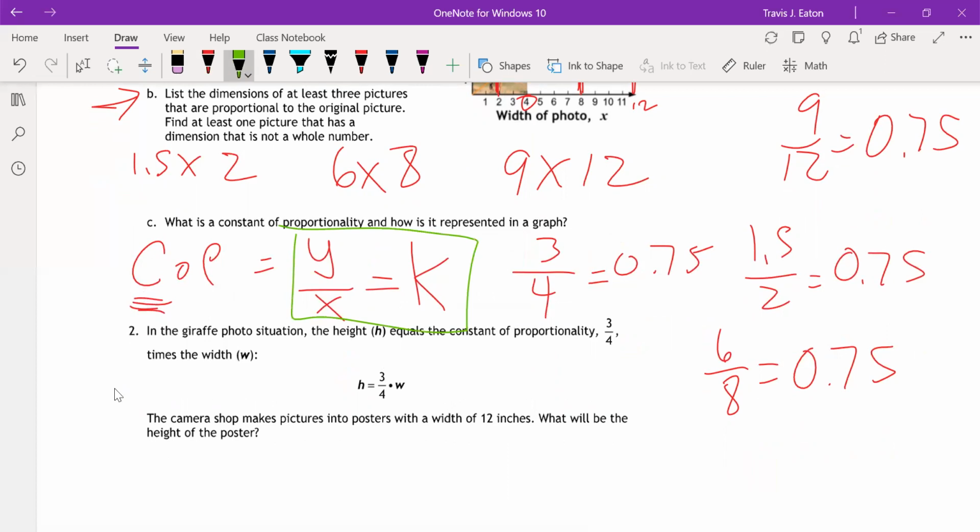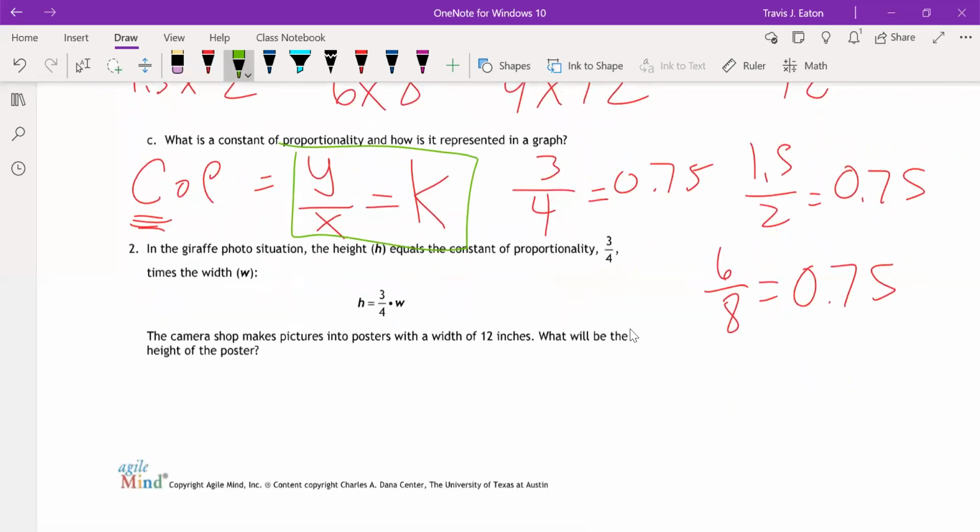So in the giraffe photo situation, the height equals the constant of proportionality, 3/4, times the width. So you've got this equation right there. The height is equal to 3/4 times the width. And of course, 3/4 is that 0.75. So the height of the photo is always 3/4, or 0.75, times the width.